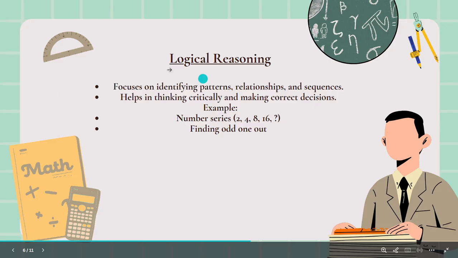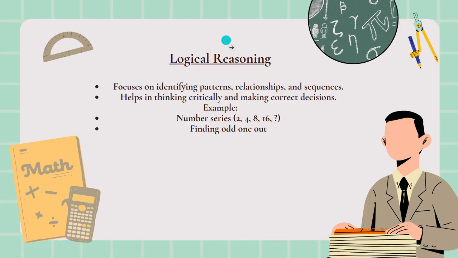Next, second, we have logical reasoning. It also has something in its name. Logical. What do you mean by logical? Rather than numerical, it is logical. It means it doesn't have many numerical things involved. So we'll be applying our critical thinking here. It focuses on identifying patterns, relationships, and sequences. It helps in thinking critically and making correct decisions.